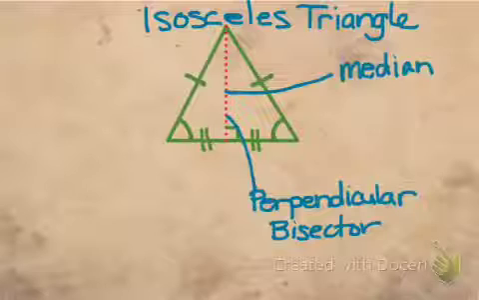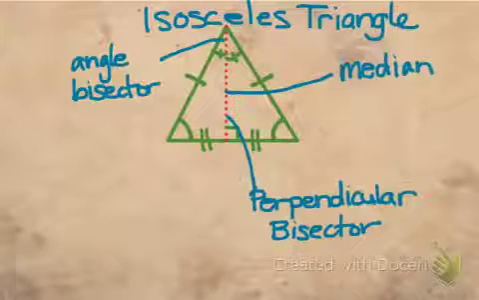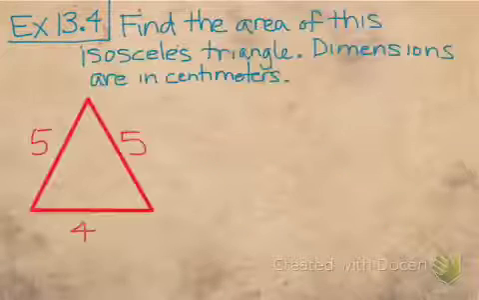The line that is drawn, that is the height, is also called the median. And that median is also an angle bisector because it divides the two sides of the triangle into two equal angles. So we'll do this example.